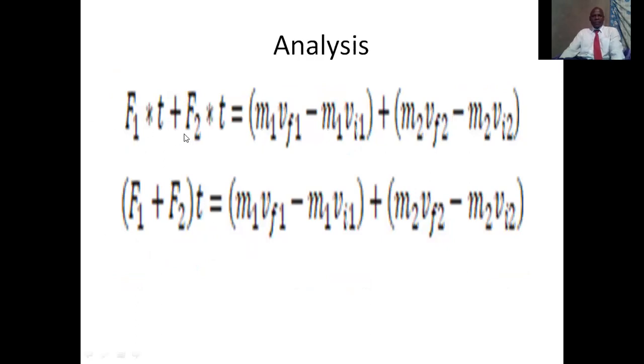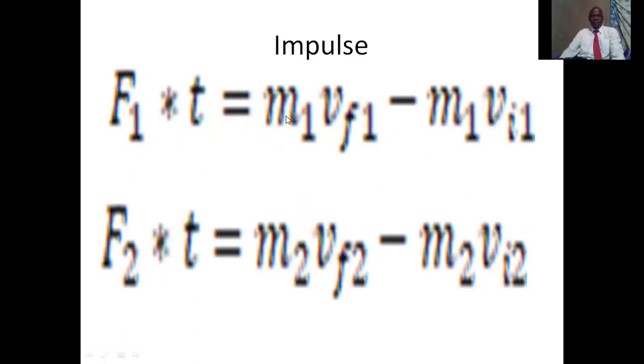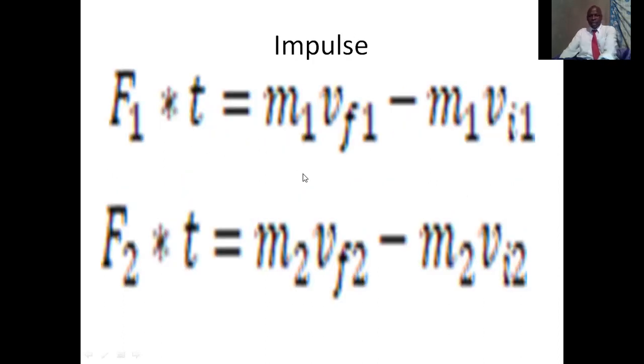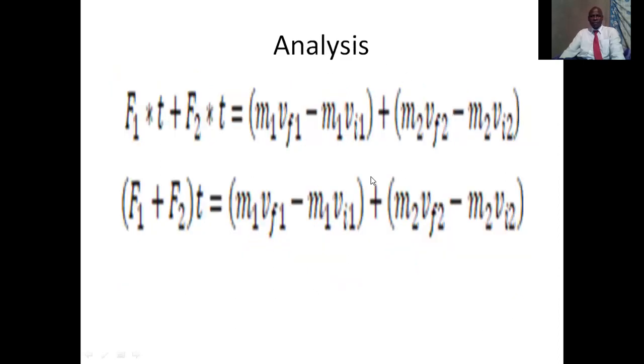And so, if we add the two impulses for mass 1 and mass 2, we are going to add F1 times T plus F2 times T, which we have done here. And also we add these changes in momentum. We add the change in momentum for object number 1 and the change in momentum for object number 2, just like what we have done here. And then from here, we will know that time is common, so we can factor it out.